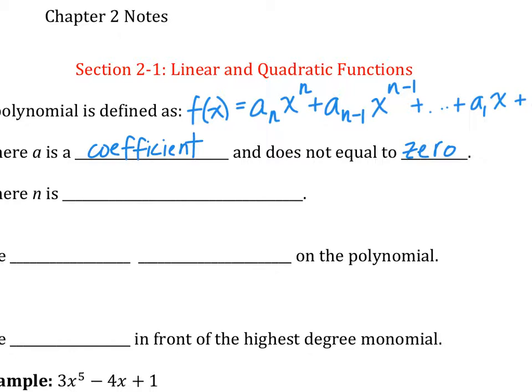n is going to be the exponent, and that exponent is non-negative. Because if it is negative, it's going to go in the denominator, and when it does go into the denominator, it's not a polynomial function. It's going to be a rational function.